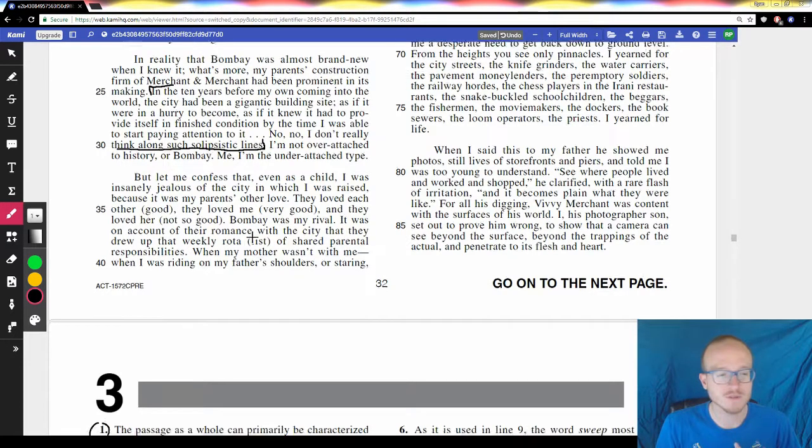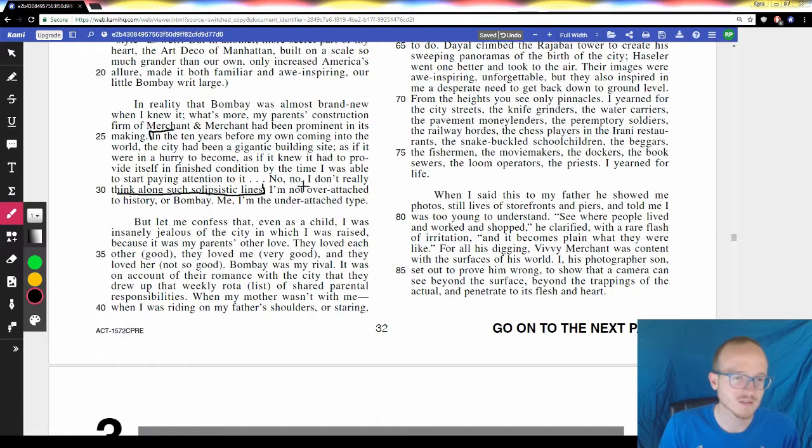So we're looking for something that he muses over and then rejects. So "no, I don't really think along such solipsistic lines" sounds a lot like a rejection, right? The idea is, okay, he's considering something, now he's going back on it. So I want to see the thing he was thinking about just before he comes to this rejection thought.